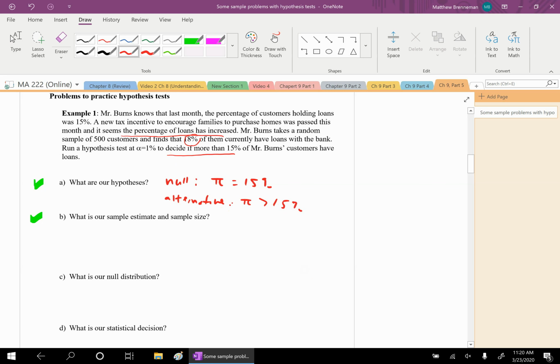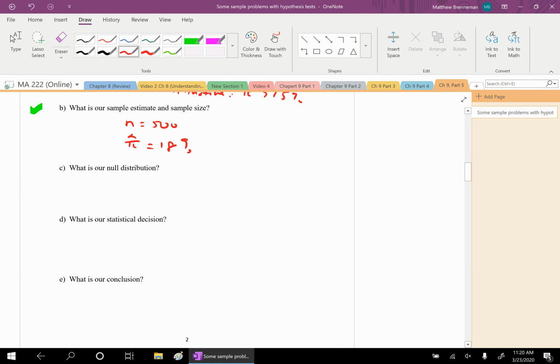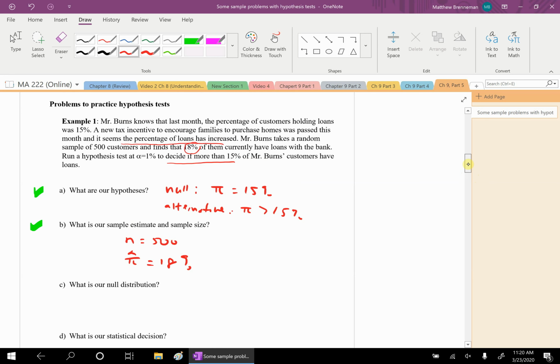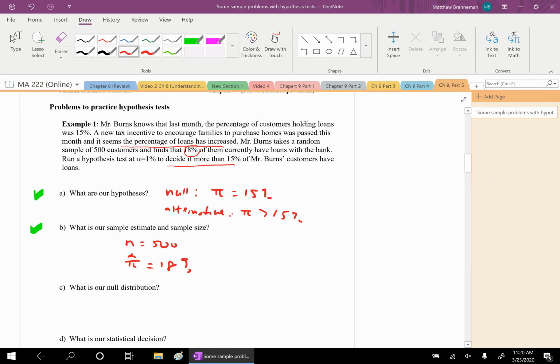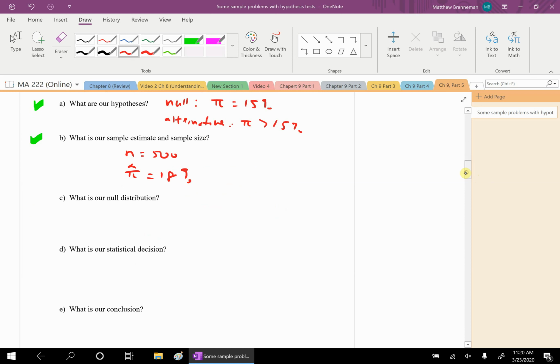Our sample size and our estimate. Well, we took 500 customers, right? Our sample percentage was 18%. Okay. And now we're ready to start to get into some calculations. So we want to know what is the null distribution. It's important to understand that the null distribution is the distribution of sample estimates if the null hypothesis was true. Okay?